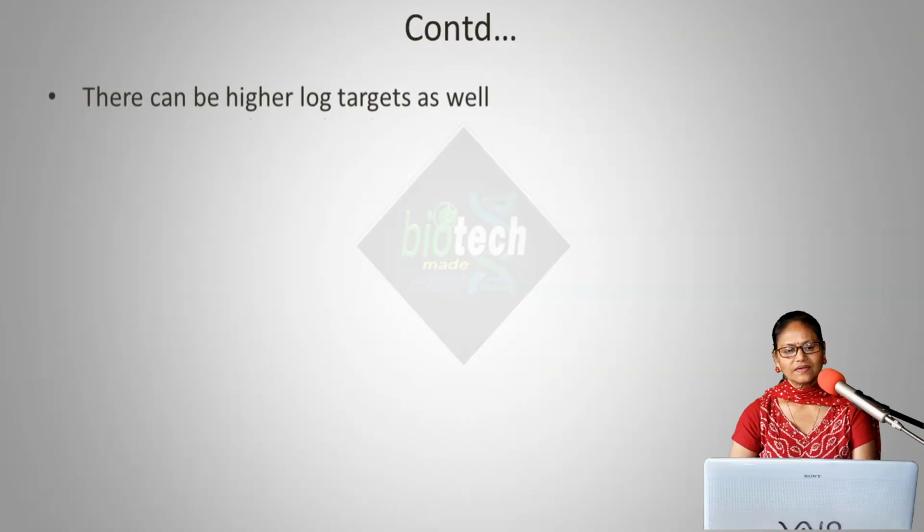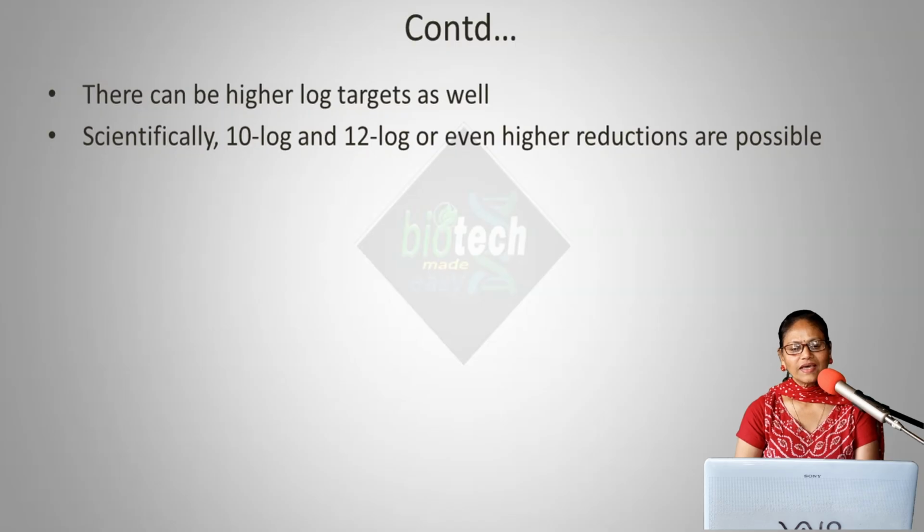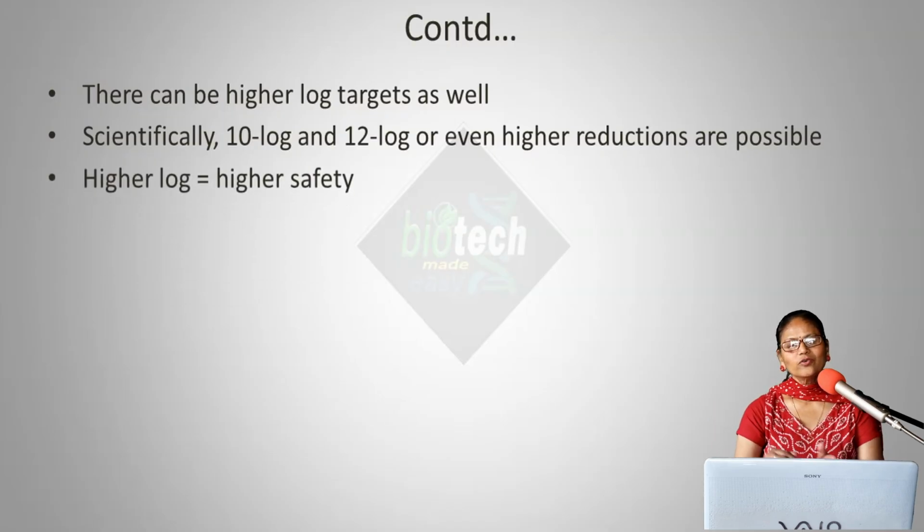Now there can be higher log targets as well. They are not up to 6 log only. There can be higher ones also. And scientifically 10 log and 12 log, or even higher reductions up to 15 log are also possible. When we go towards the higher side or higher log, that means higher safety. If we go towards 10 log or 12 log, that means this type of sample is very, very safe.